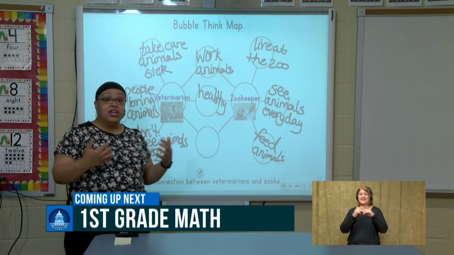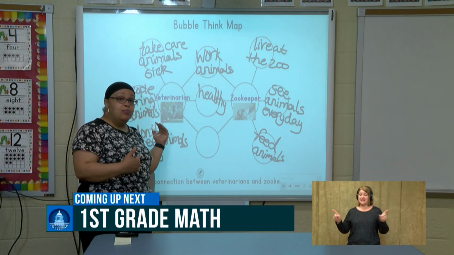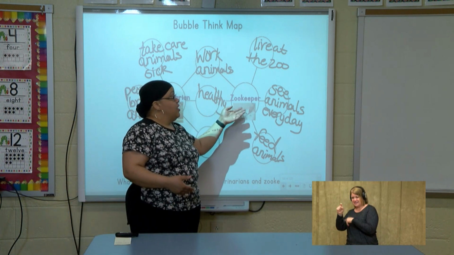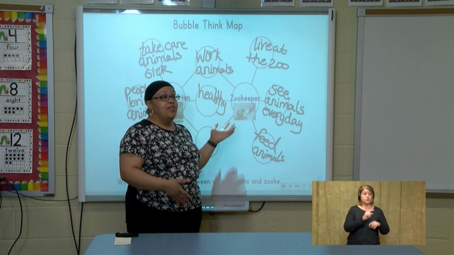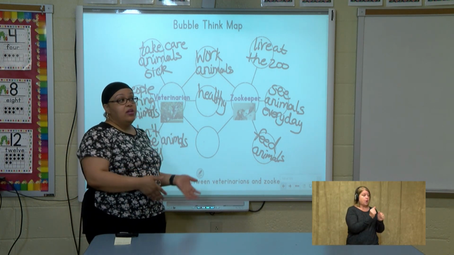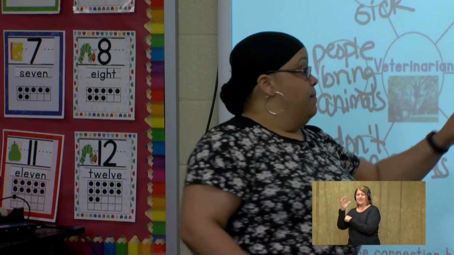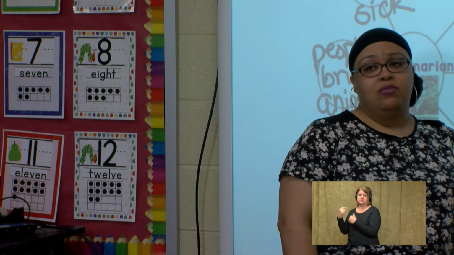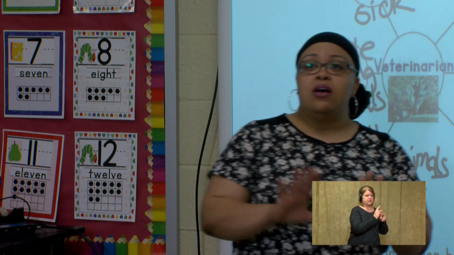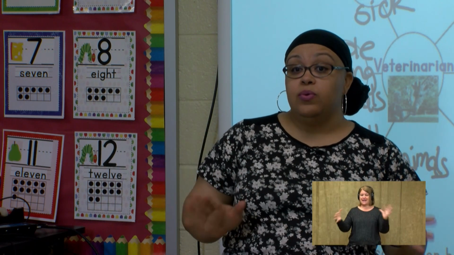Now, another connection, although they are different, is that veterinarians take care of sick animals or they see animals that need checkup. Although a zookeeper works with animals, they work with animals only at the zoo. A veterinarian works with cats, dogs, birds. They work with all animals. But a zookeeper doesn't work with house pets. So those are the ways that we make connections of how those two jobs are related.